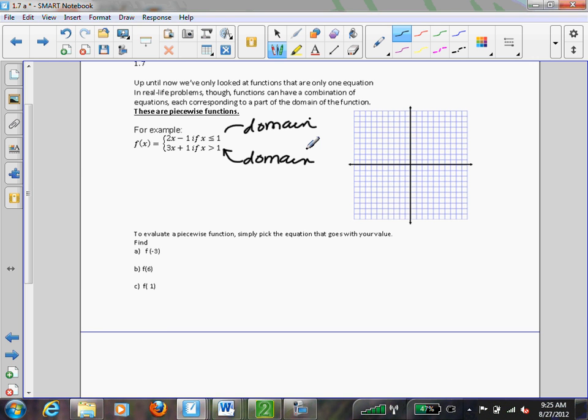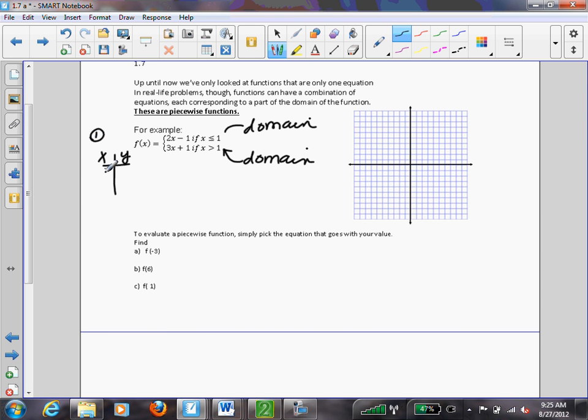I've got 2x minus 1 and 3x plus 1. I've got a function, intervals of less than or equal to 1 and greater than 1. These domains are going to tell you how you're going to start graphing. You're going to want to do an XY chart for each one. Okay? So if I'm doing the first function, am I including 1 or not including 1?